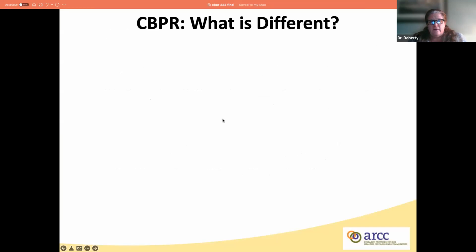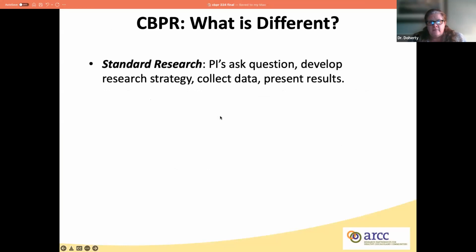So what makes community-based participatory research different than standard research? In standard research, the PI has an interest. They ask a question, they develop hypotheses, they develop aims, they develop their research strategy, they develop data collection tools, they collect their data, and they present their results. And they do this with their academic partners and with their research team.